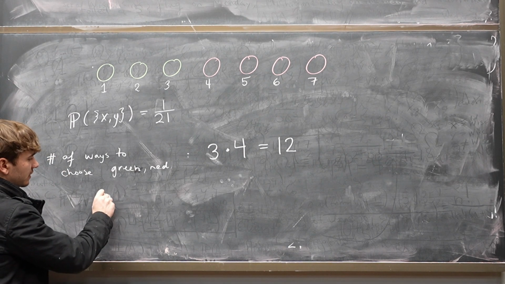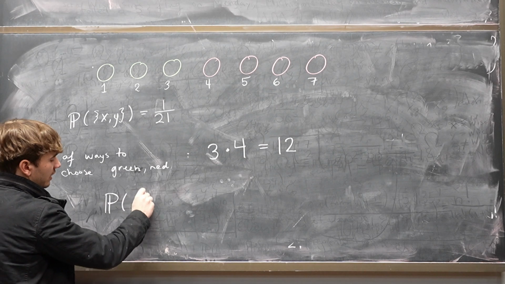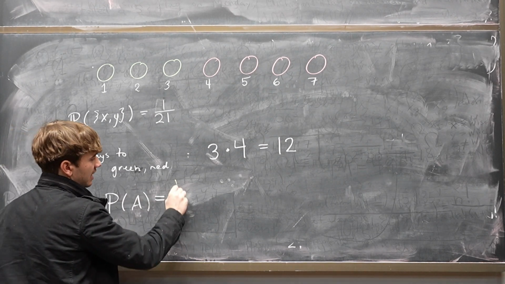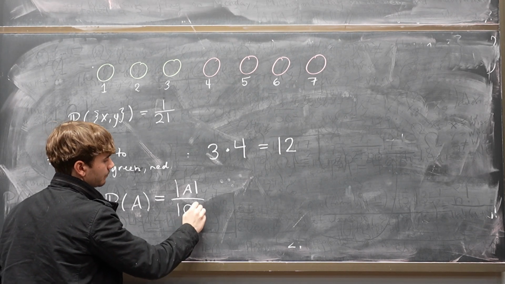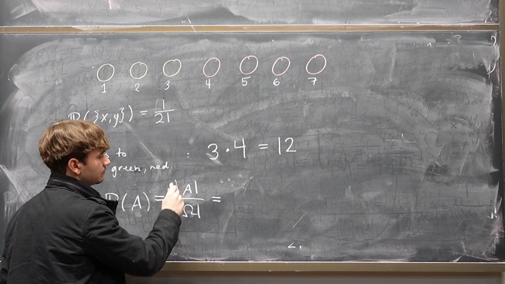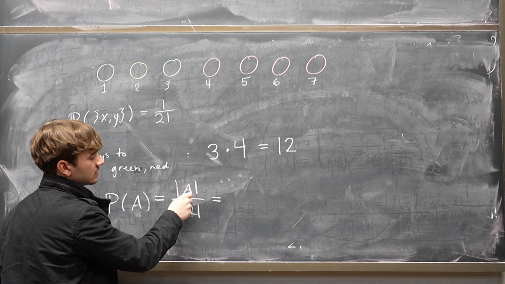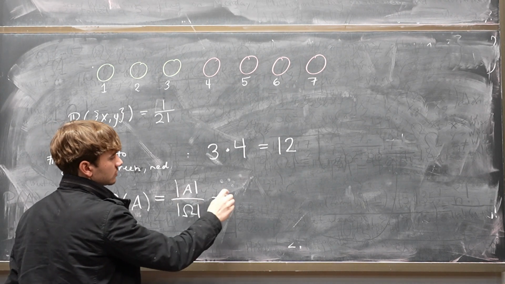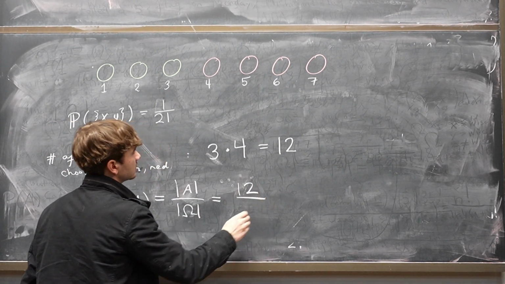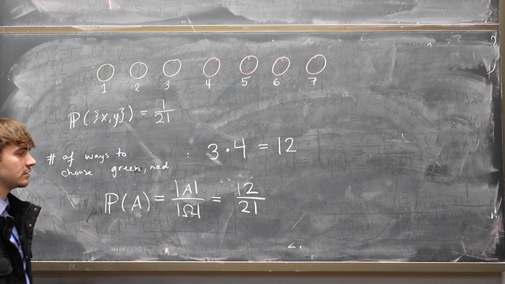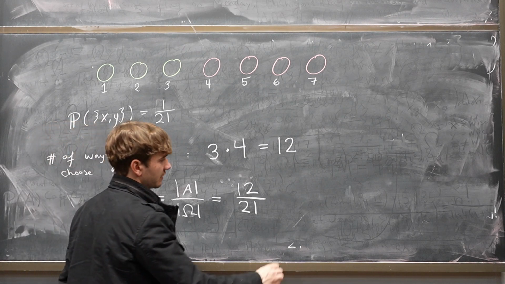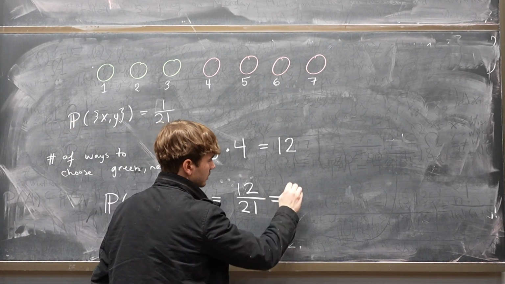So that tells me that the probability of the event A is simply the size of the set A divided by the size of the set omega. The size of the set A is 12, and the size of the set omega, as we already calculated, is 21. And then we can simplify this fraction as 4/7.